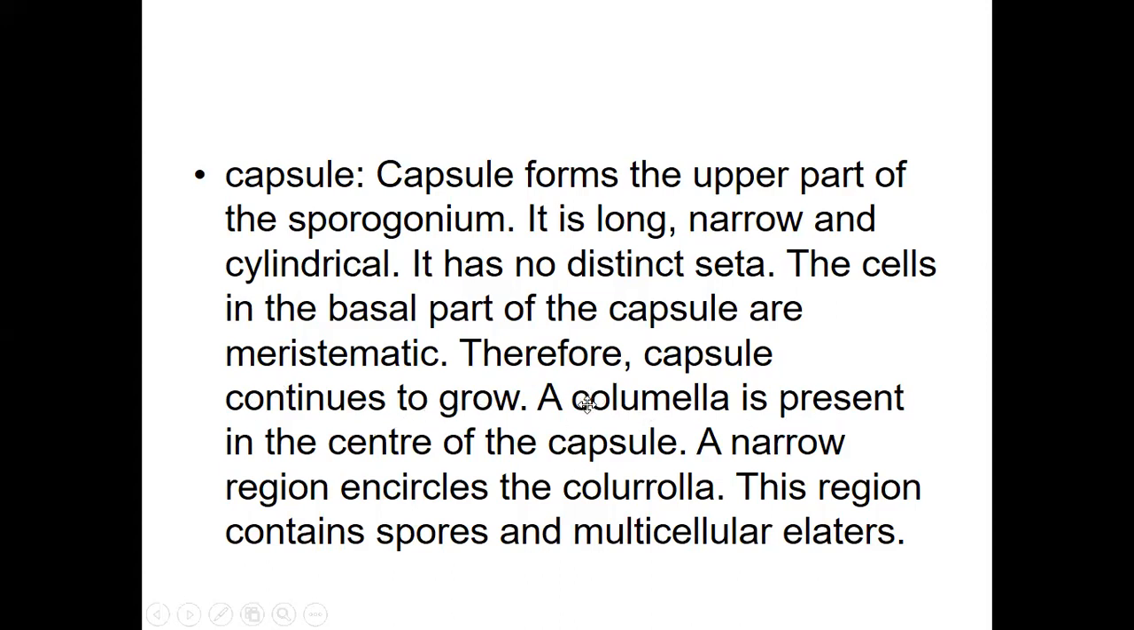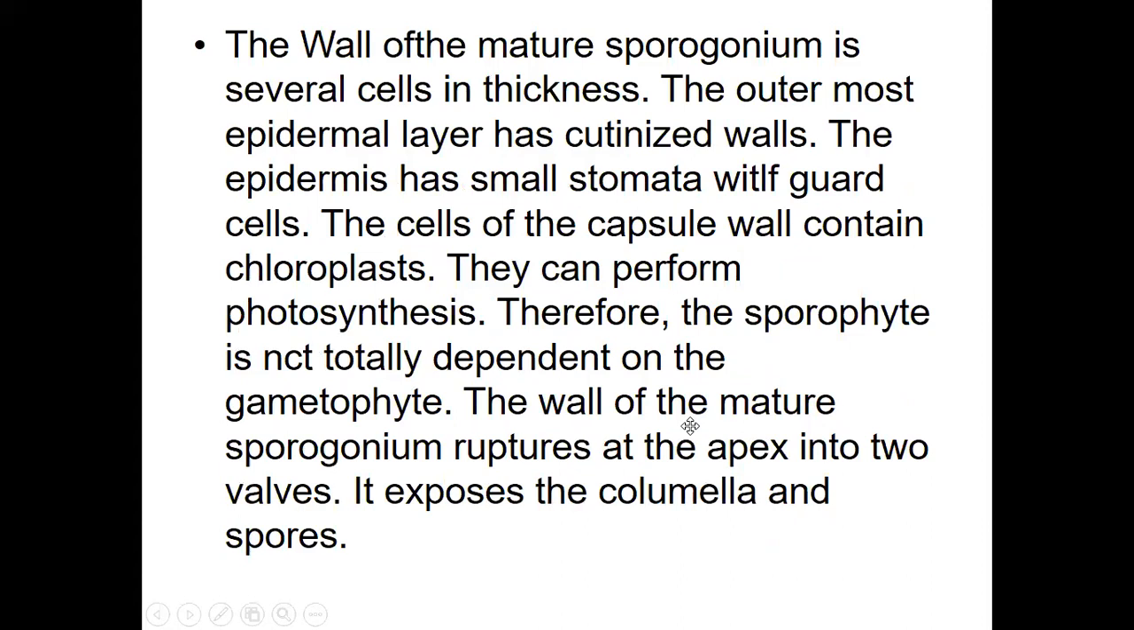Now, next, a columella is present in the center of the capsule. That is called the central part. The central region of the capsule consists of the columella, which is a conducting strand. Here this columella will play the role of a seta. In Marchantia, the seta was acting like a conducting tissue. Whereas in the Anthoceros thallus, that is in the capsule, the central cells are the columella, which plays the role of the conducting tissue.